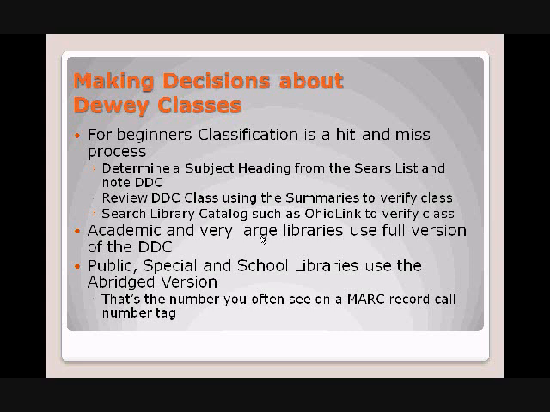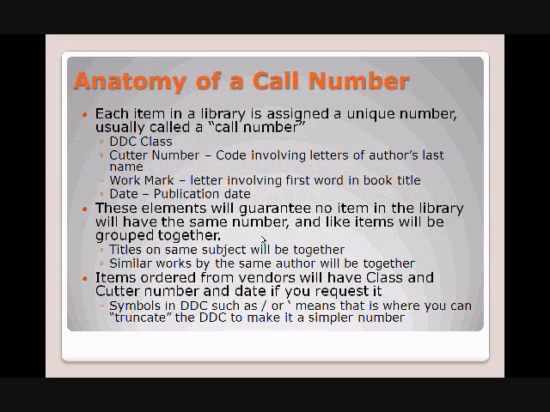So when we're building call numbers, what we're doing is compiling all of this information. And each item in a library is assigned a unique number called a call number. It's comprised of a Dewey Decimal Classification, a cutter number, a work mark, and a date. And these elements combined will guarantee that no item in the library will have the same number and that like items will be grouped together. And also within like items, if an author has written more than one book in that subject area, it will also be grouped by author.